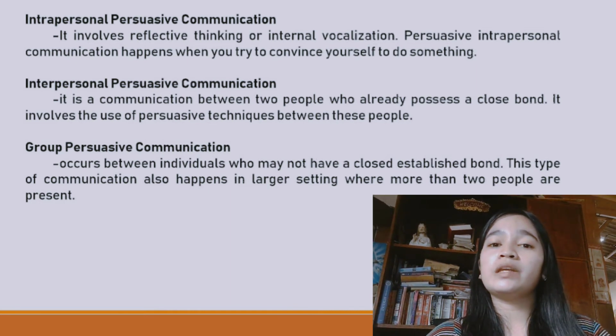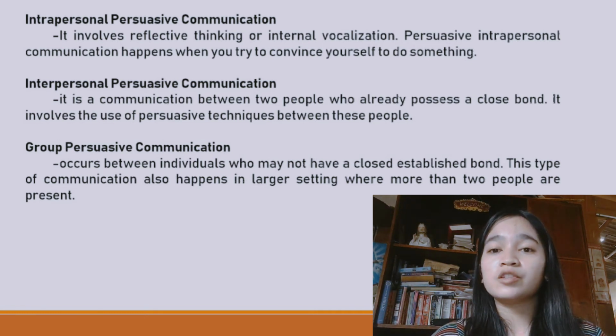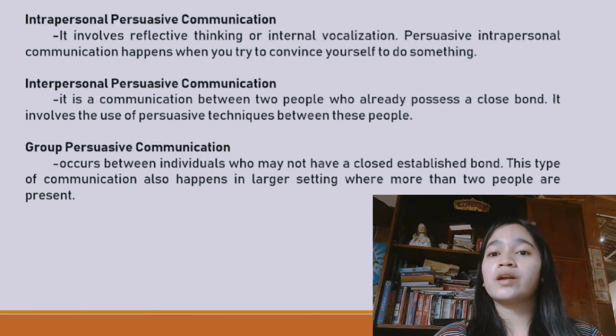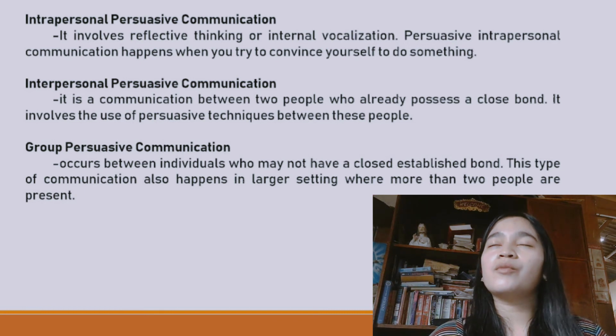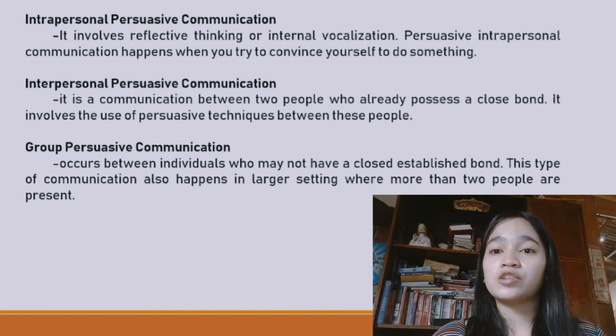Group persuasive communication. So, it occurs between individuals who may not have established a close bond. This happens in a larger setting where there are more than two people present in the conversation or in the communication process.